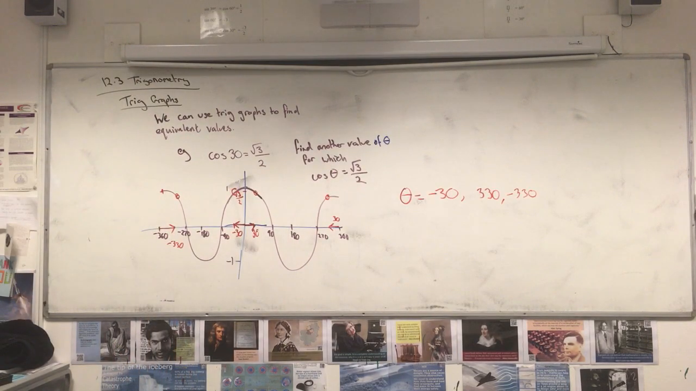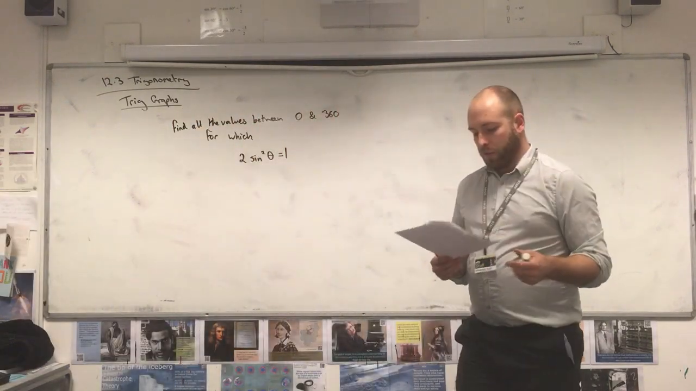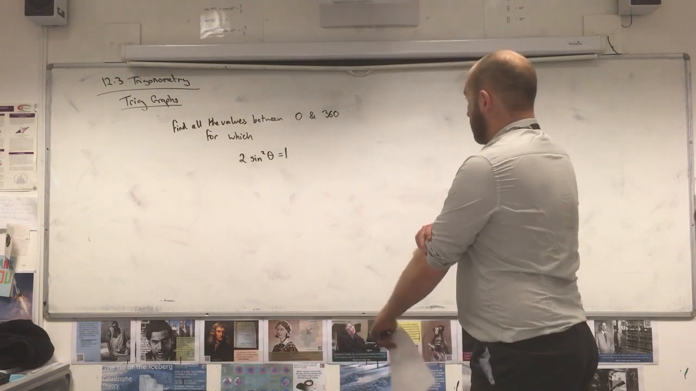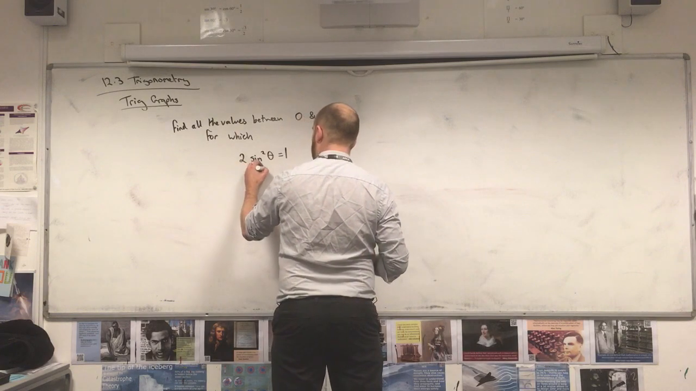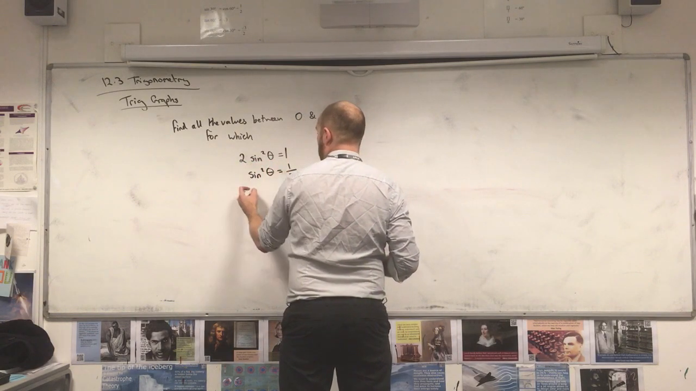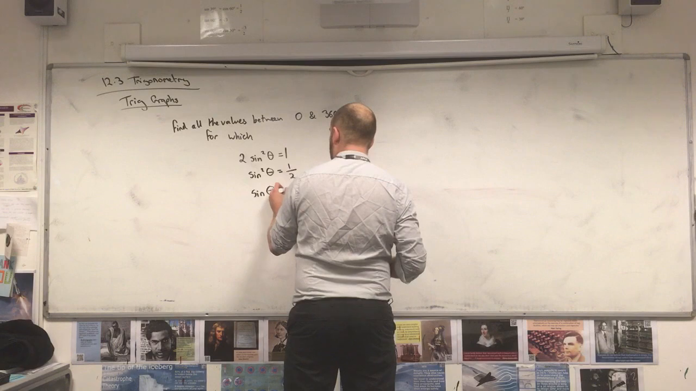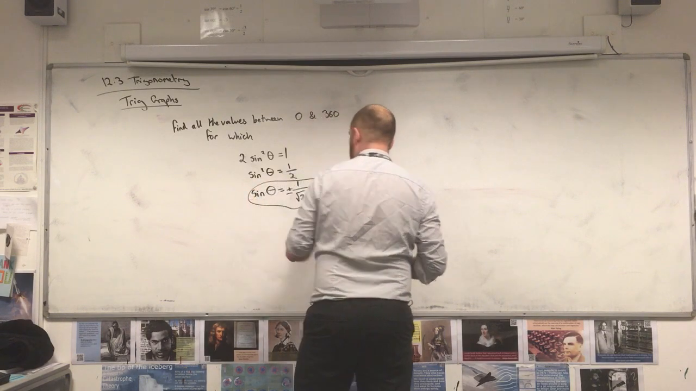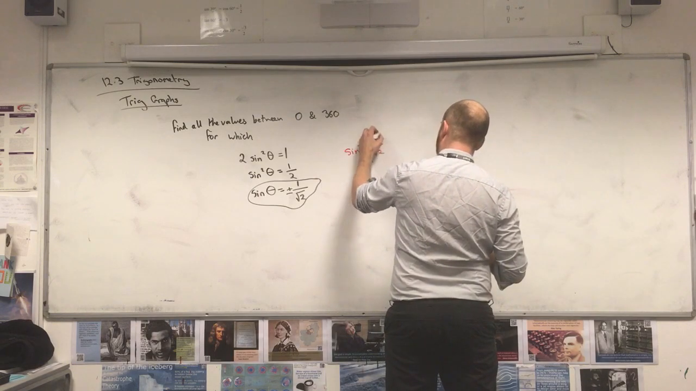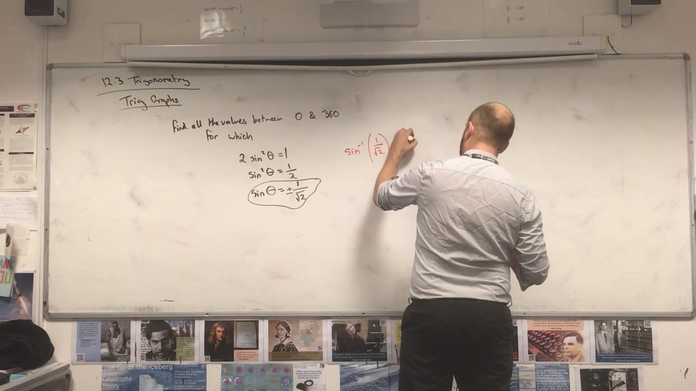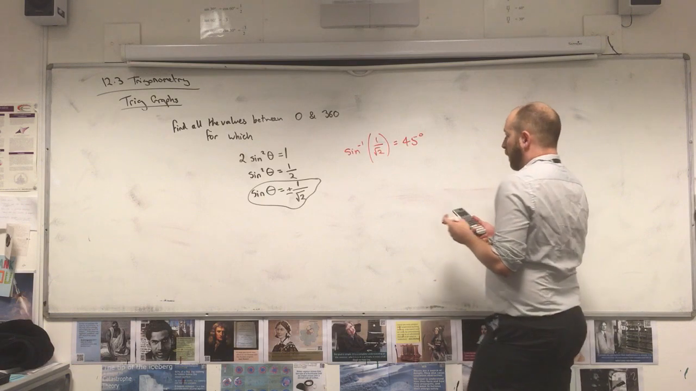Right, let's try one more of these. Find all the values between 0 and 360 for which 2 sine squared theta equals 1. We can rearrange this and get sine squared theta is a half, and you get sine theta is plus or minus 1 over root 2. So that's what I'm trying to solve. Inverse sine of 1 over root 2 gets you 45 degrees, and if we do the same for minus 1 over root 2, we get minus 45 degrees.